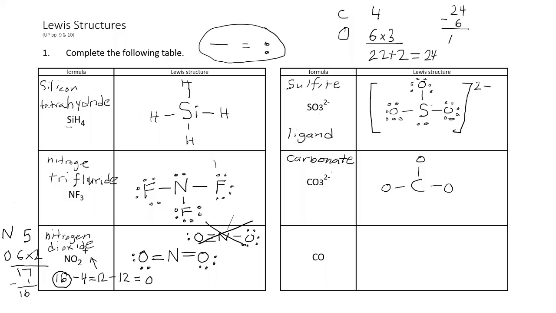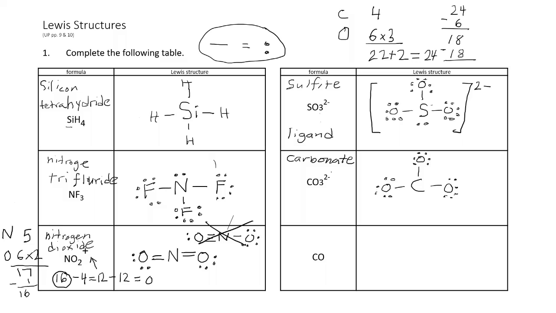24 minus 6 is 18. Okay, so I'm going to stabilize the oxygens. Each of them needs 6. 1, 2, 3, 4, 5, 6, 7, 8, 9, 10, 11, 12, 13, 14, 15, 16, 17, 18.